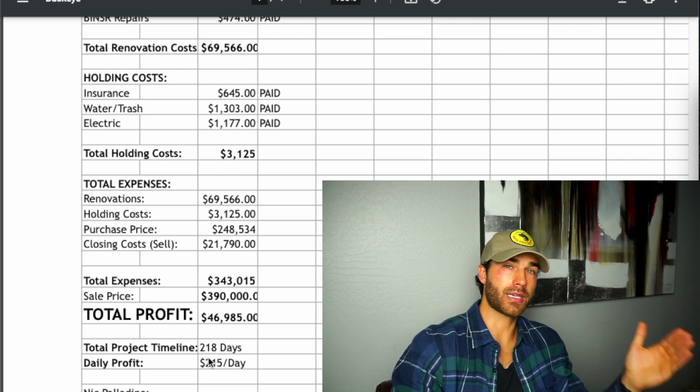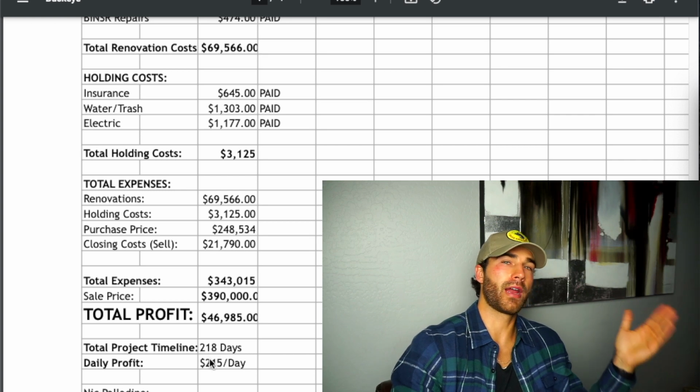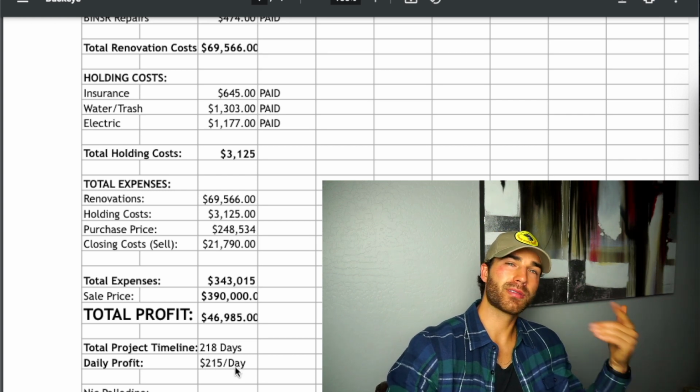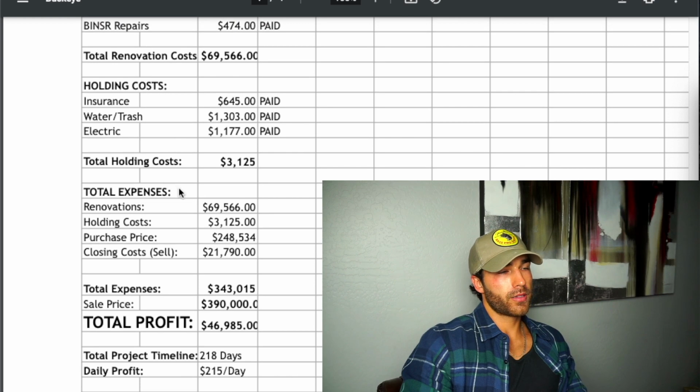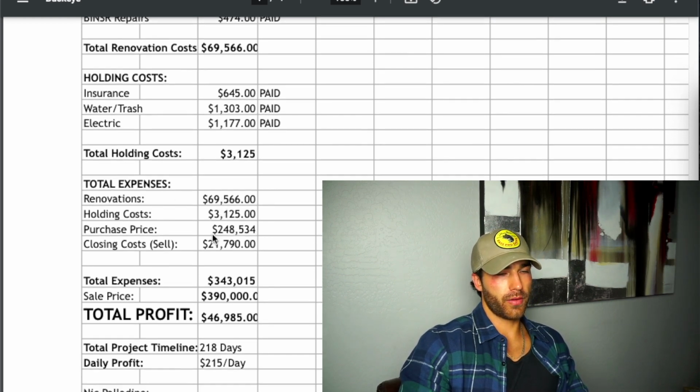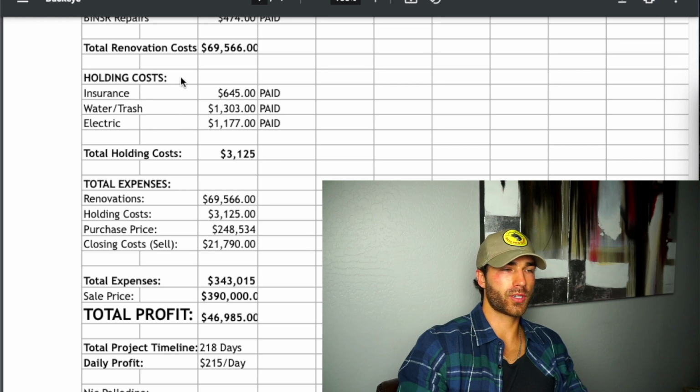Then you're stuck with this guy in the property that you have a hard money loan on at 0.8% a month. That will absolutely drain you. We come down here to total expenses. So we spent $69,000 on renovations, another $3,125 in holding costs like insurance, water, trash, electric. This is all much more expensive than normal because we held this property for so long.